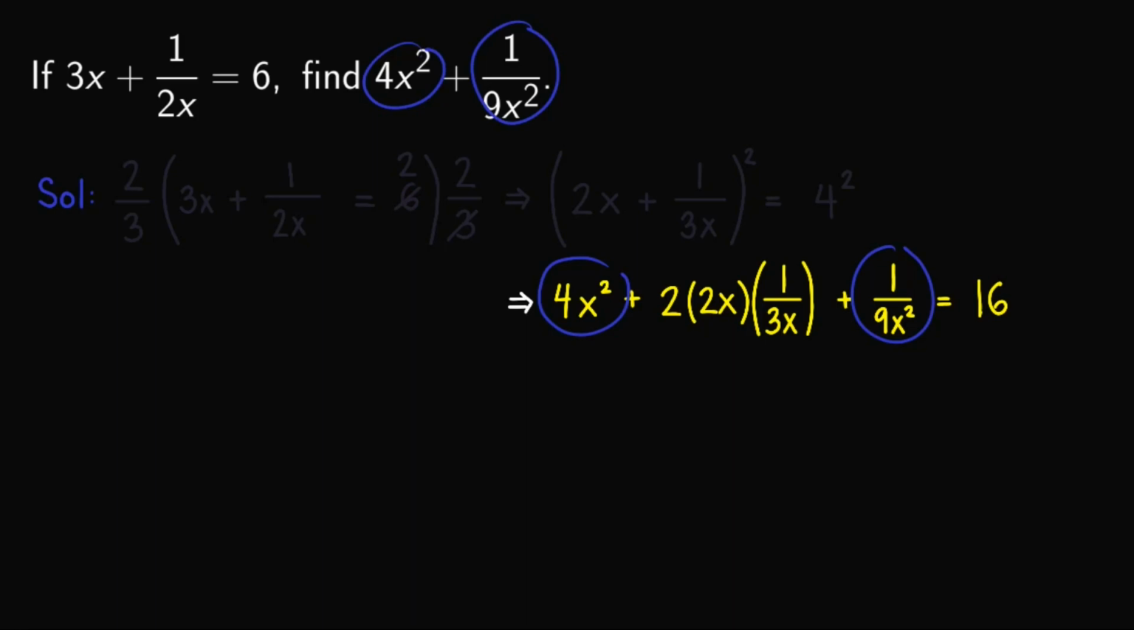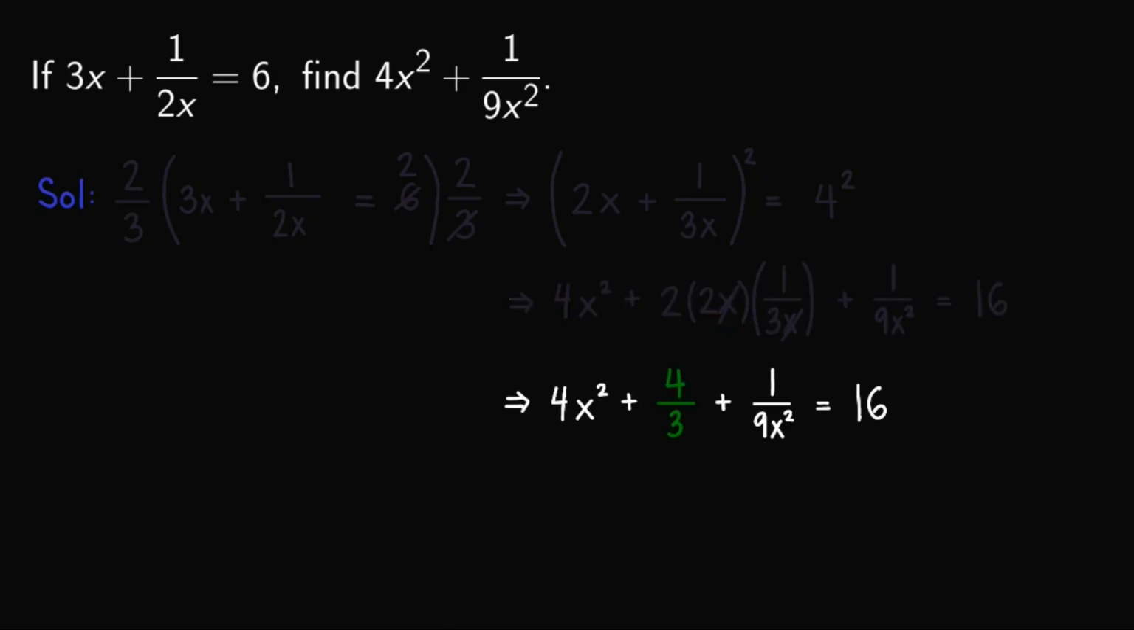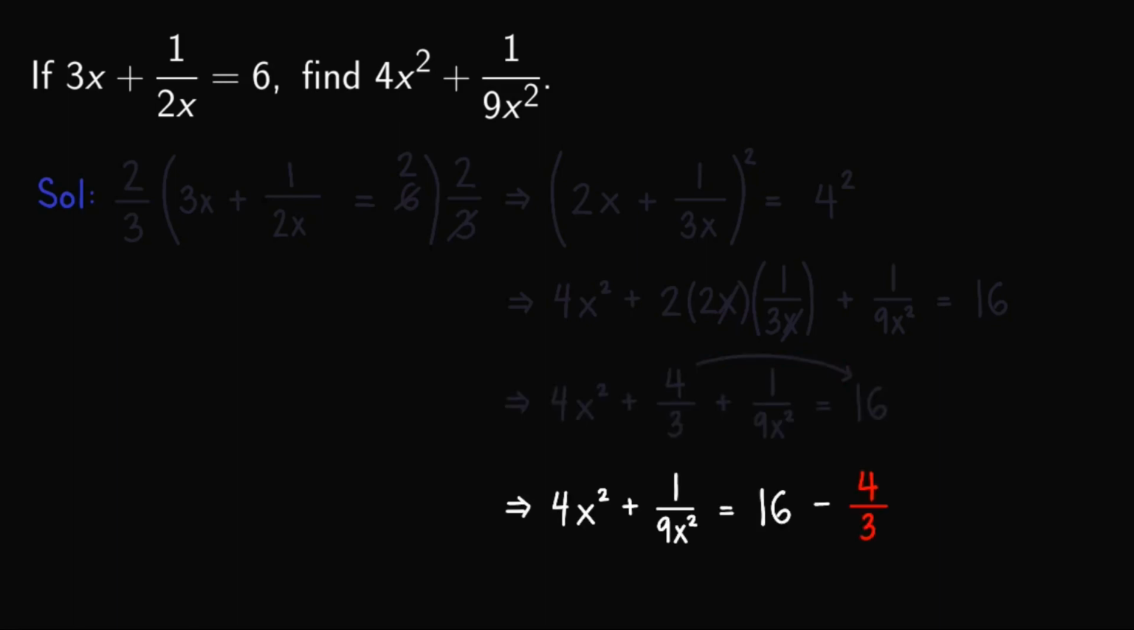So pretty nice. Just by multiplying 2 over 3, we arrived with this one. So much simpler than manipulating what we first got. So let's simplify this one. For the middle term, the x's can cancel out and we'll be left with 4 over 3. We move this 4 over 3 to the right side to obtain 16 minus 4 over 3. And then simplifying this one, this is just simply 44 over 3.